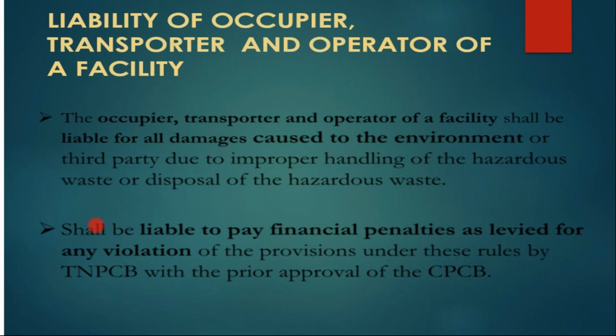Then the transporter, occupier, and operator shall be liable to pay financial penalties as levied by the CPCB for any violations. So all these guidelines are given in the Central Pollution Control Board guidelines and some State Pollution Control Board guidelines in their rules, that these are the financial penalties for that particular cause or the damages to the environment or the persons. So these are the liabilities for the occupier, transporter, and operator.